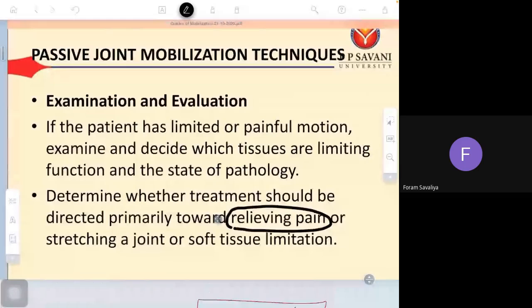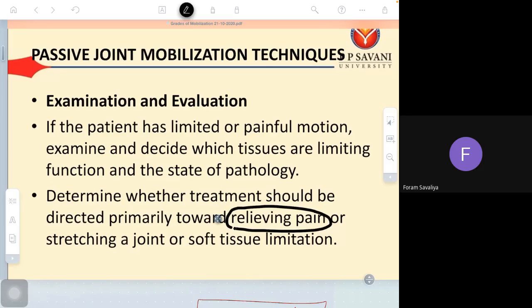So these are the two main reasons for limited range of motion. If the patient is having pain, he will not move the joint. If the patient is having less accessory movement due to a tight capsule, then also the range of motion will be limited. So first you have to check what is the reason for the limited range of motion. Clear? You have to evaluate that in the beginning, that is, before proceeding with the mobilization.